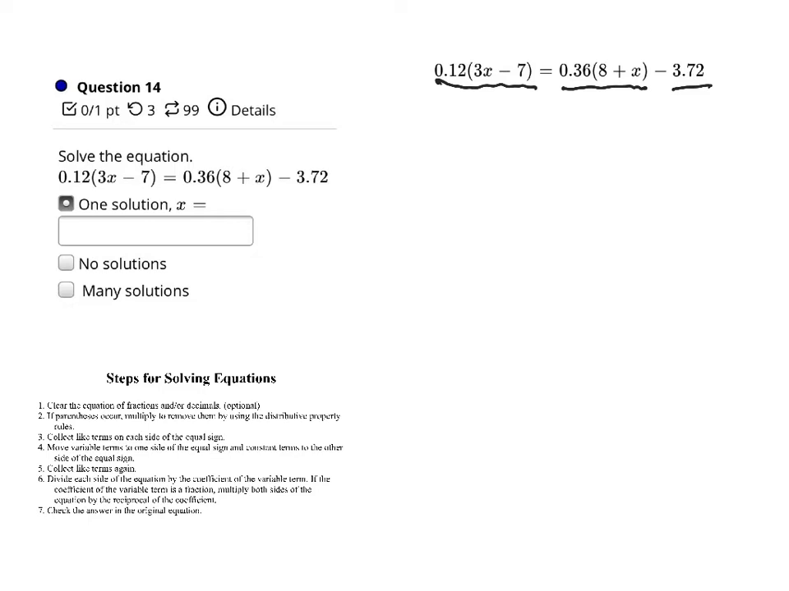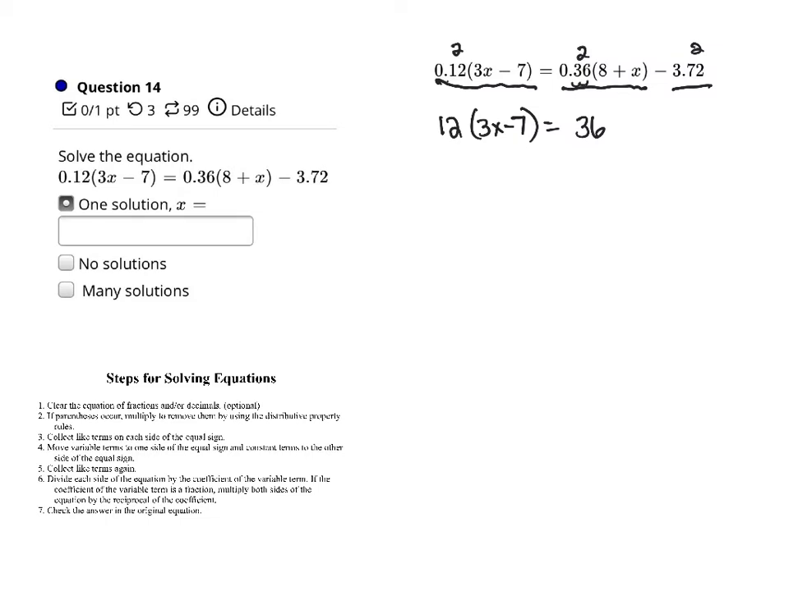So looking at the decimal, I just have to look at one of the factors. I don't have to look at the 3x minus 7. I just have to look at the factor on the outside. There's 2 decimal places, 2 decimal places, and 2 decimal places. So I'm going to get rid of the decimals by moving it over 2 places. That makes this a 12, and I don't have to touch anything in the parentheses. I will take care of it when I multiply. So I move the decimal over on the 0.36, and it becomes 36.